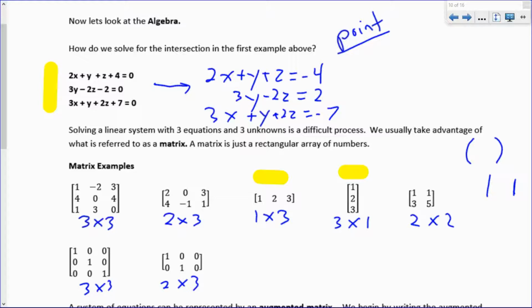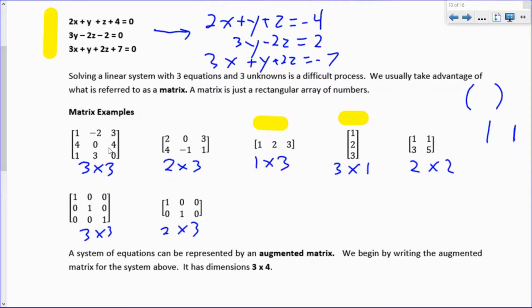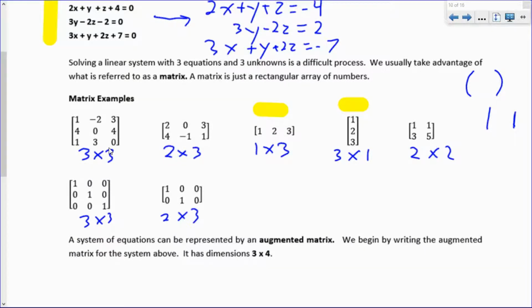There's all sorts of things you can do with matrices. You can add them. You can multiply them using what's called matrix multiplication. It's actually very similar to the dot product. What we're going to use them for is one of their most common uses, and that's for solving systems of equations. Let me explain. A system of equations can be represented by what's called an augmented matrix.